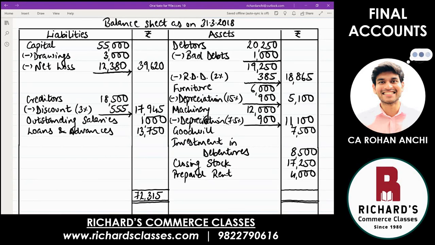Yes, sir. You have to get it right. 72,315. If everything is done correctly, all adjustment recorded twice, then balance sheet has to tally. 72,315 is the total on both sides. That's it. At this point now, your solution is complete.